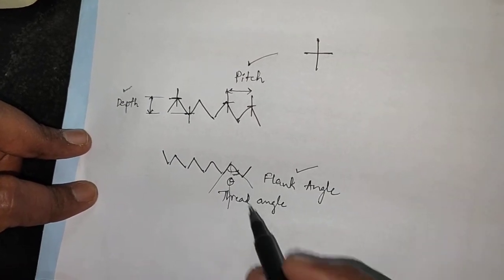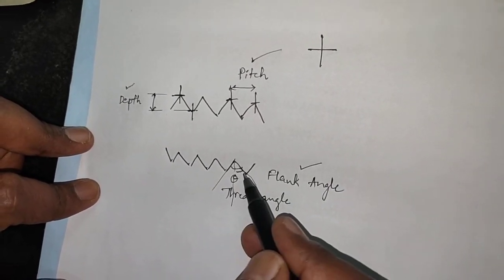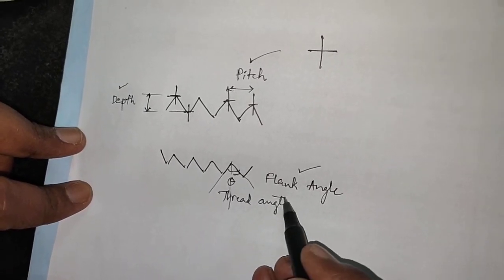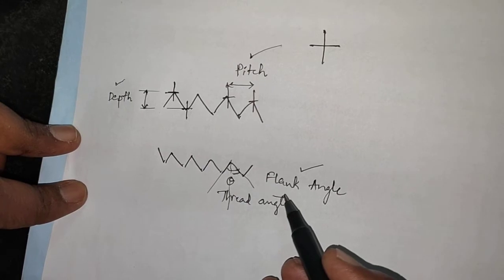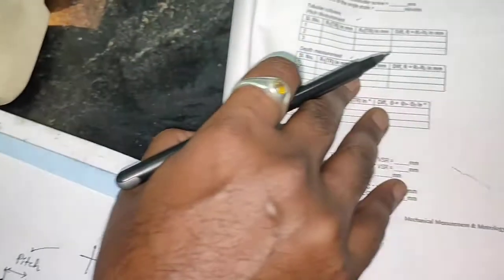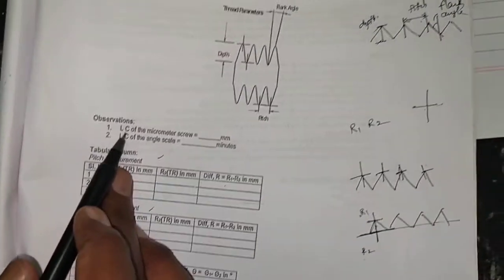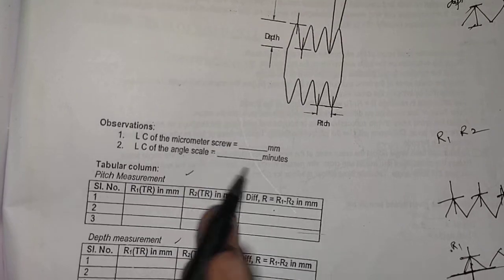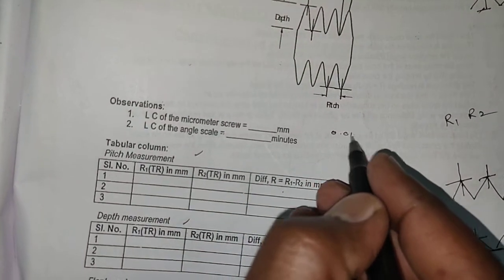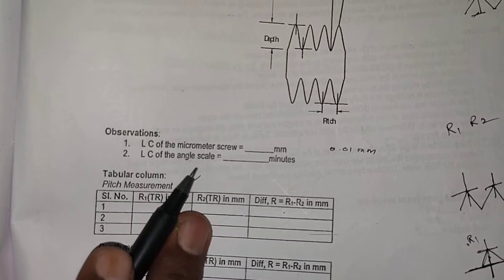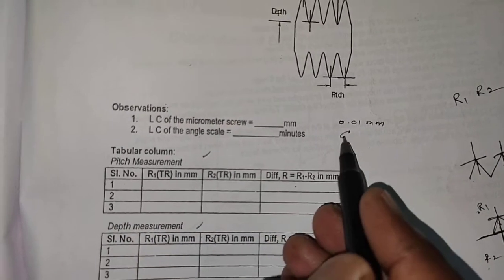So there are two methods. Either we can measure thread angle directly from this instrument and divide it by 2 and get the flank angle, or we can directly find out the flank angle. So we shall see the observations here. So first we shall check what is the least count of micrometer. So the least count of micrometer is 0.01 mm, and least count of the angle scale is 6 minutes.